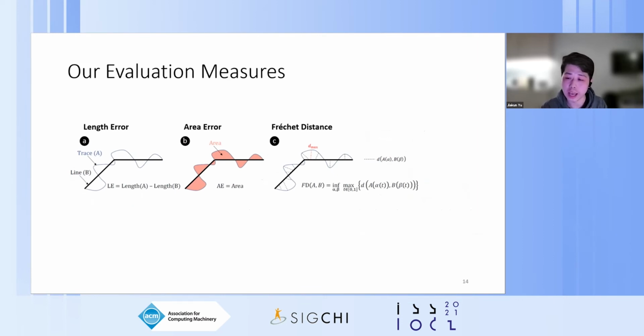We introduced 3 accuracy measures: length error, area error, and Fréchet distance. They are all computable without further user involvement, which is better for future research. But I want to say more on Fréchet distance.